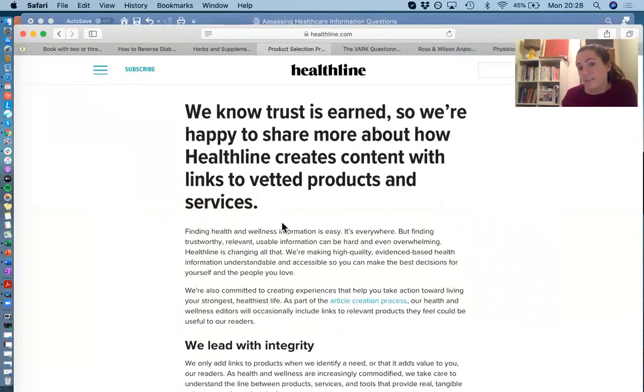Now, what they are saying here is that they vetted the products and services so that they think that they are high quality and evidence-based. But that being said, they are still getting a degree of revenue from it, so it's something to consider.